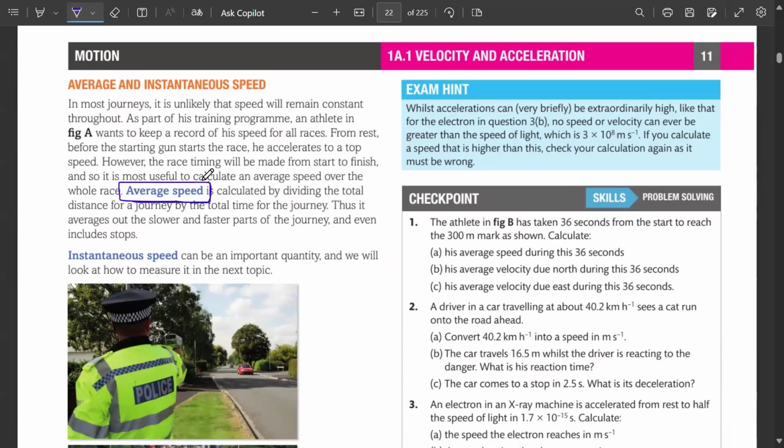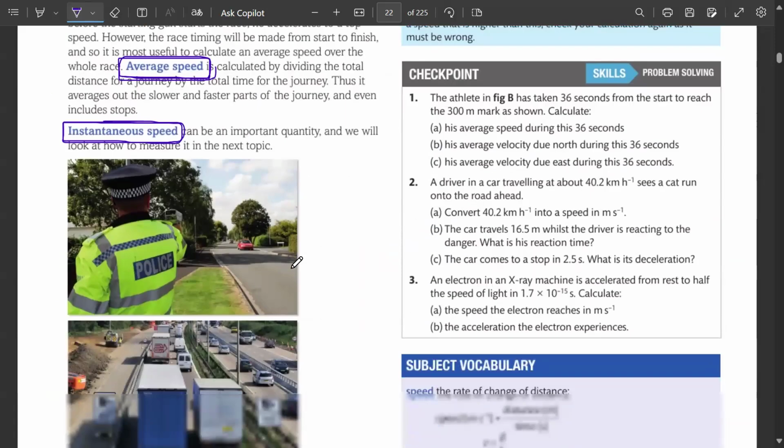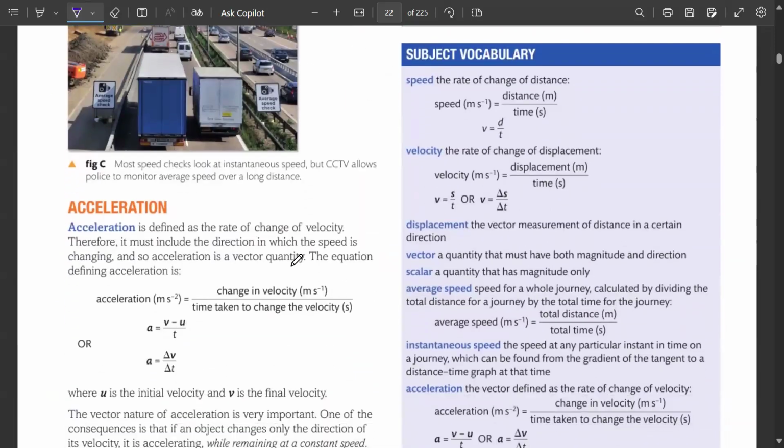There are two more terms, which is the average speed. Average speed is basically the total distance moved in total time. And then there's another term known as instantaneous speed, which is another very important quantity. Instantaneous speed is the speed of an object at any one point of time. It can be at any one time or at a specific distance. That would be known as your instantaneous speed at that time.